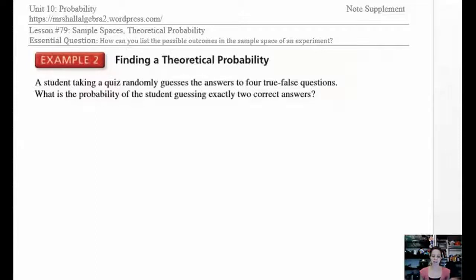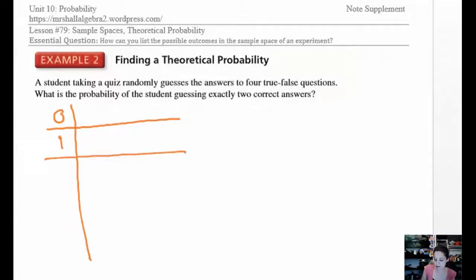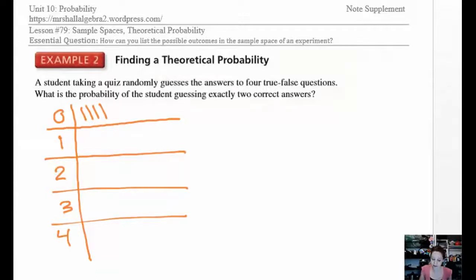So listing the sample space here, again, there's a couple of approaches you can take. I do like the way the book does this. So we're going to list out, what if there are 0 correct answers, 1, 2, 3, or 4. For 0 correct answers, and there's 4 true or false, I'm going to list incorrect, incorrect, incorrect, incorrect. Similarly, for 4 correct, it is correct, correct, correct, correct. So that is my key. I is for incorrect, C is for correct.